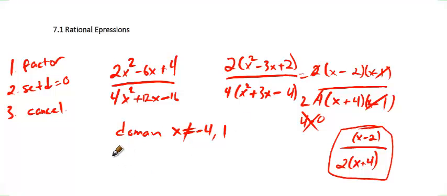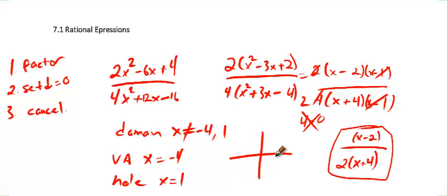Now, if we're looking for vertical asymptotes, that's the one that doesn't cancel, at x equals negative 4. And the hole is at x equals 1. So the one that went away, the one that disappeared from the equation, became the hole in the graph. Now, if we want to graph this, we should know something's happening at negative 4. We should know that there's a vertical asymptote, and then there's a hole at 1.